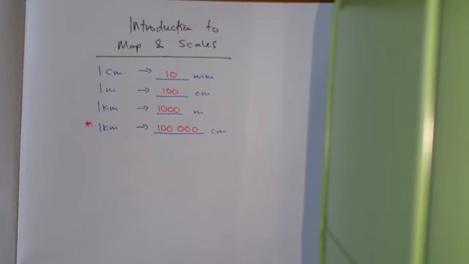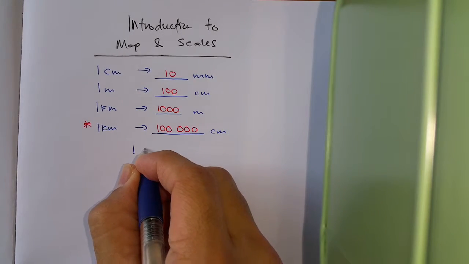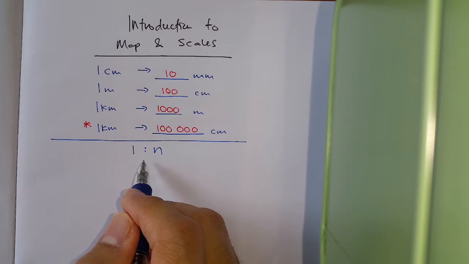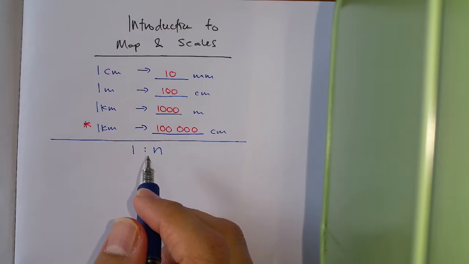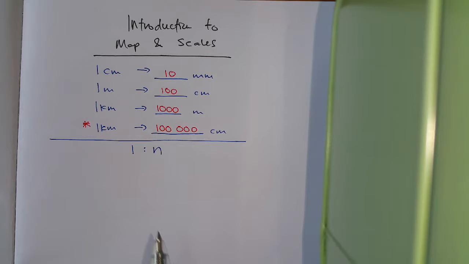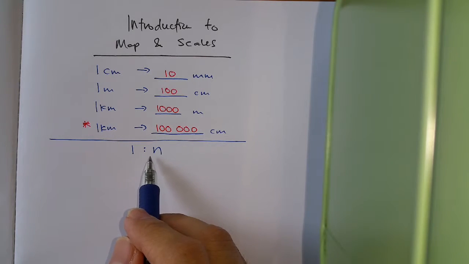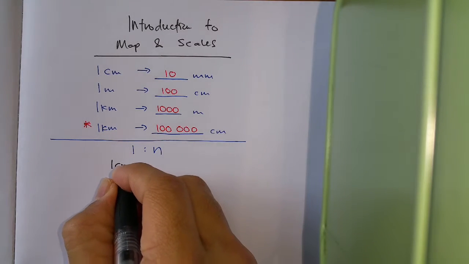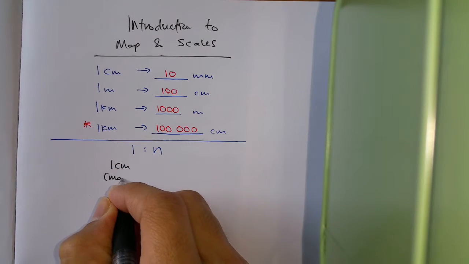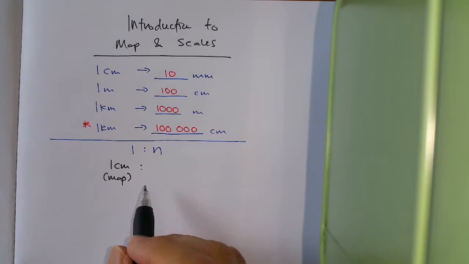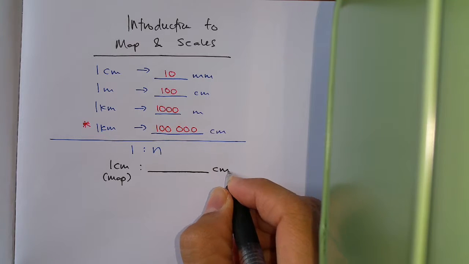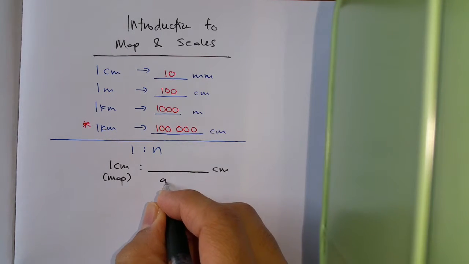The second part that we have to understand is this term called 1 is to n. You are going to see this 1 is to n very frequently in your textbook and in your questions. Anytime they mention this, it simply means 1 cm on the map is equivalent to a certain number of centimeters in actual distance.